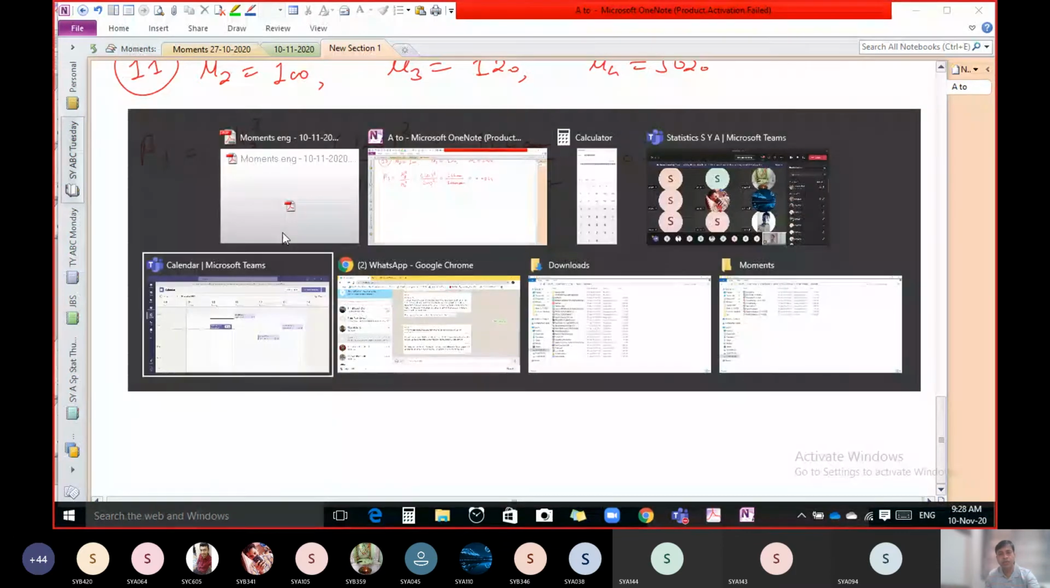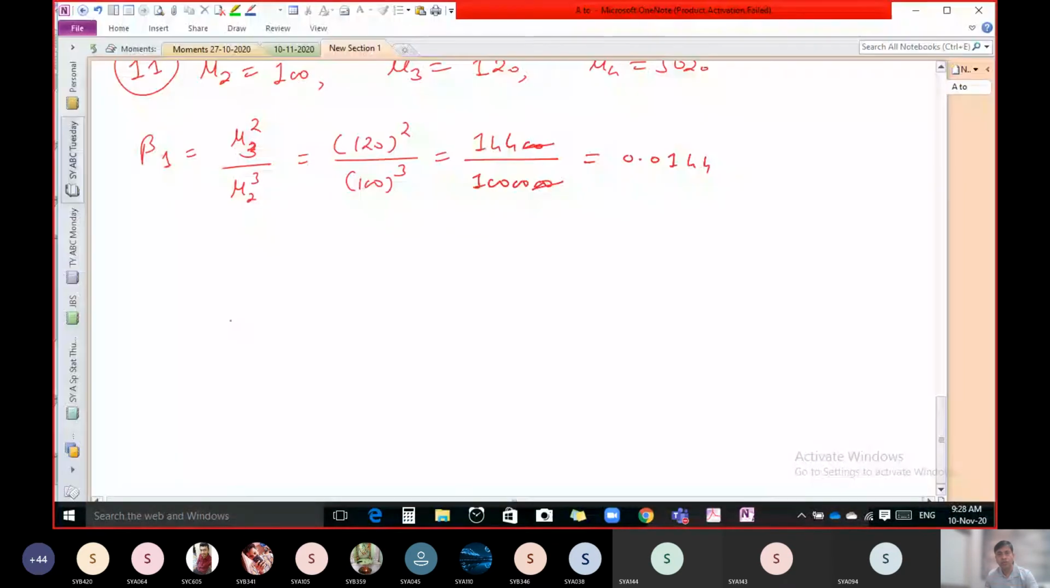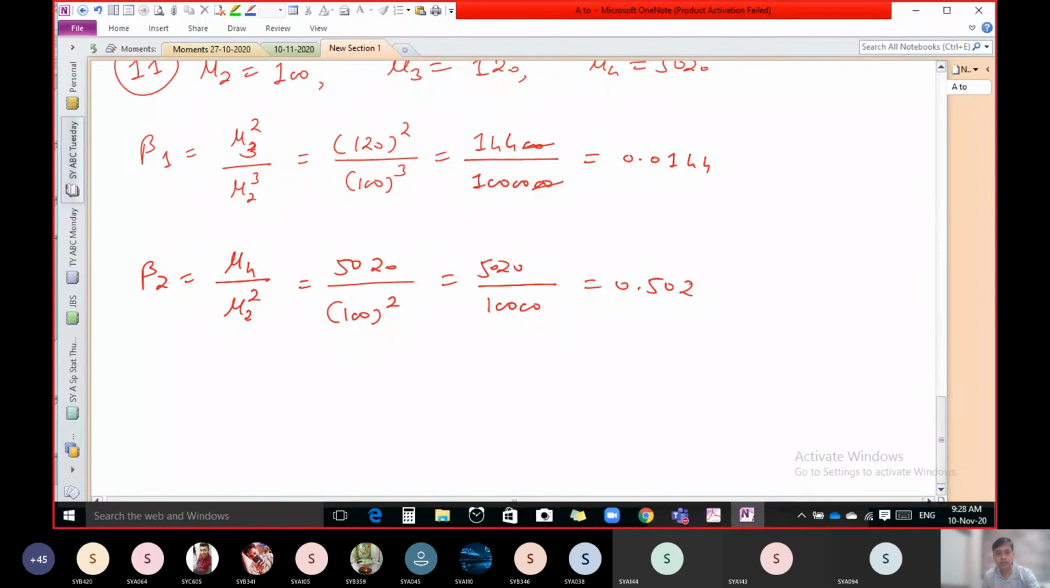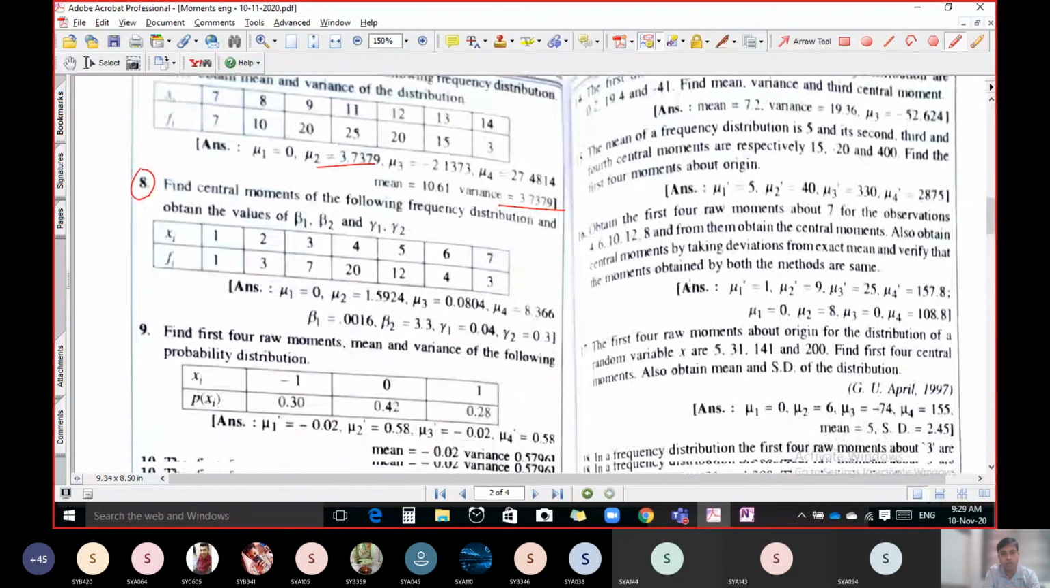In question number 11, beta 1 is 0.0144. And you have to find out kurtosis. Kurtosis means beta 2. The formula of beta 2 is mu4 upon mu2 square. Mu4 is 5020 upon 100 square, so 5020 divided by 10,000. So it is 0.502. That is our final answer for kurtosis. So it is very easy to obtain skewness and kurtosis if we have mu2, mu3 and mu4.